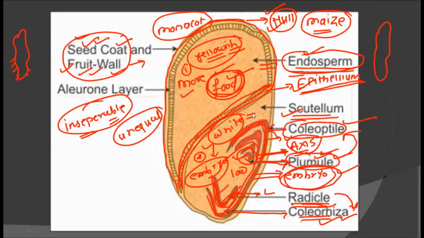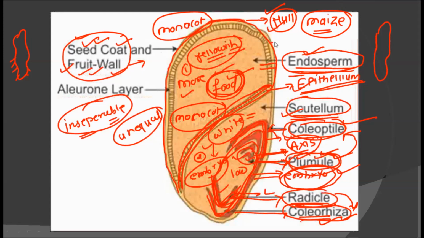Now, the lower portion is again divided into two parts. First is the scutellum, which is an area of the embryo, and another is the axis in which the radicle and plumule are present. On the upper part of this axis we have the plumule, while on the lower part we have the radicle. This plumule is covered by a protective layer called the coleoptile, while the radicle on the lower side is protected by a protective layer called the coleorhiza. Alright, so this is how the structure is shown by the monocot seed.